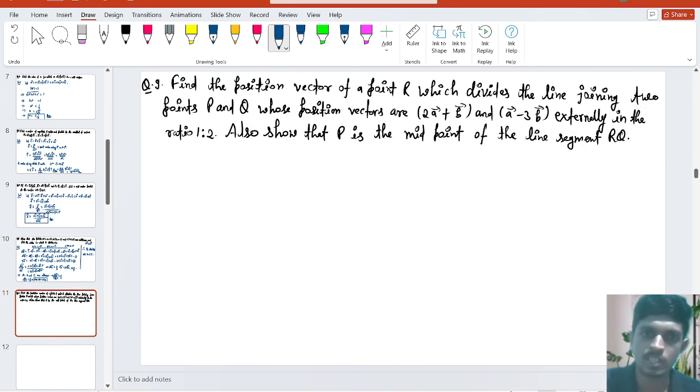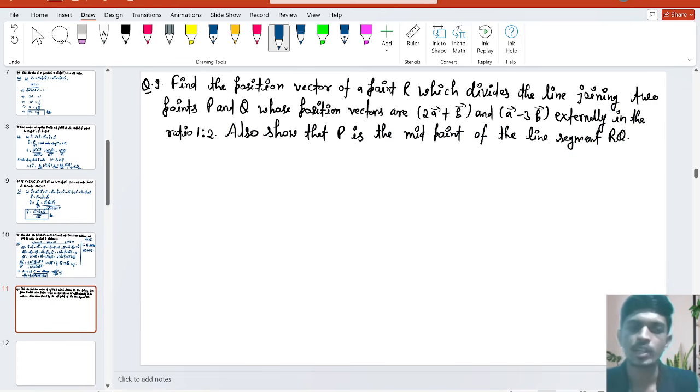So coming to the next question. What is next here? It says: find the position vector of a point R which divides the line joining two points P and Q, whose position vectors are 2a plus b and a minus 3b, externally in the ratio 1 to 2. Also show that P is the midpoint of the line segment RQ. The solution is here.